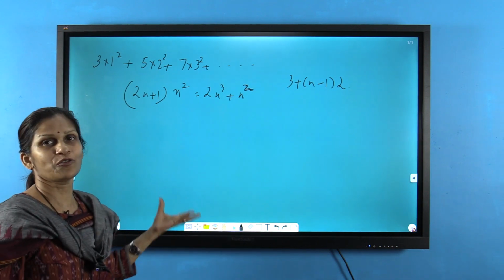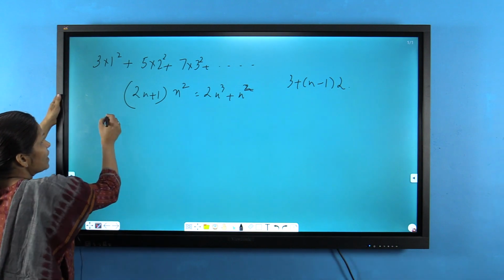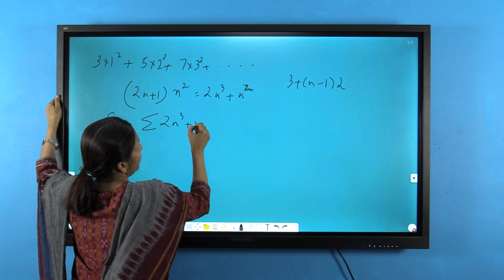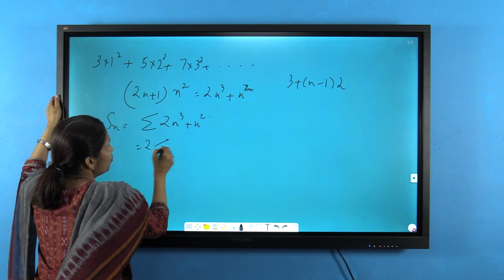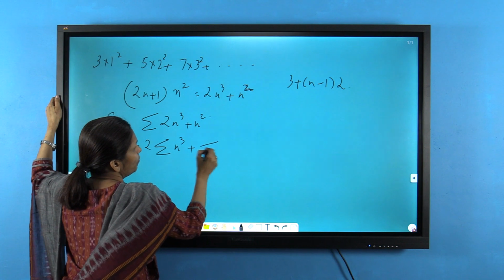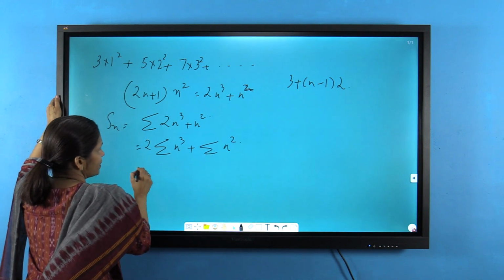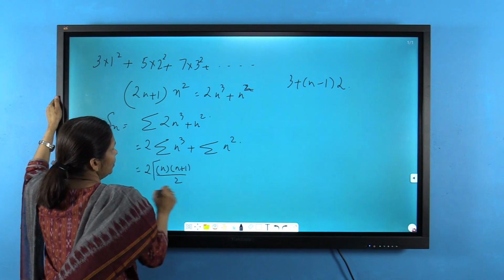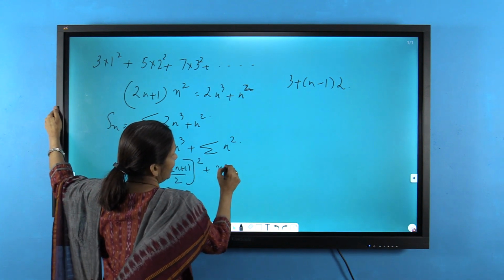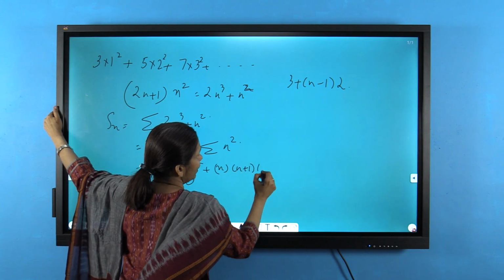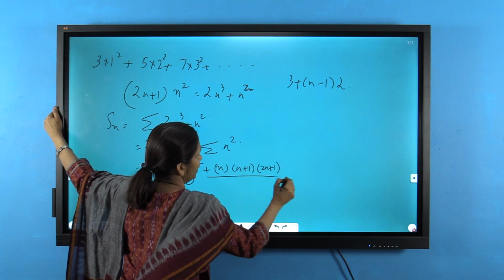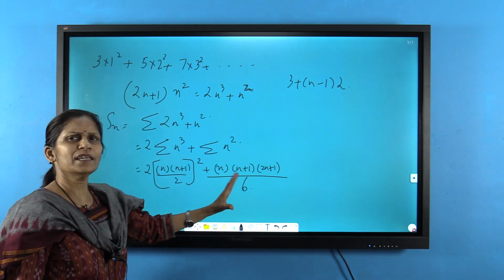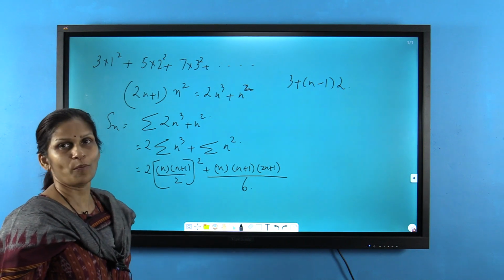Now, the question is to find the sum to n terms. What is that? Sum to n terms will be sigma of 2n cubed plus n squared, which is 2 into sigma n cubed plus sigma n squared, that is 2 into n into n plus 1 by 2 the whole squared plus n into n plus 1 into 2n plus 1 divided by 6. This is your final answer. It can further be simplified by taking out common terms.